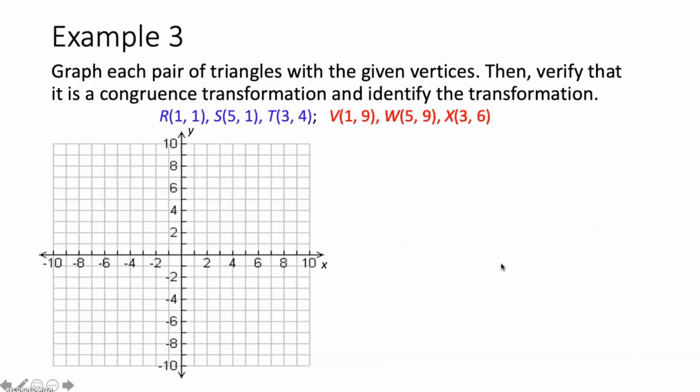Now, example 3 says graph each pair of triangles with the given vertices. Then verify that it is a congruence transformation and identify the transformation. So first part says graph each pair of triangles with the given vertices. So we have triangle RST and triangle VWX.